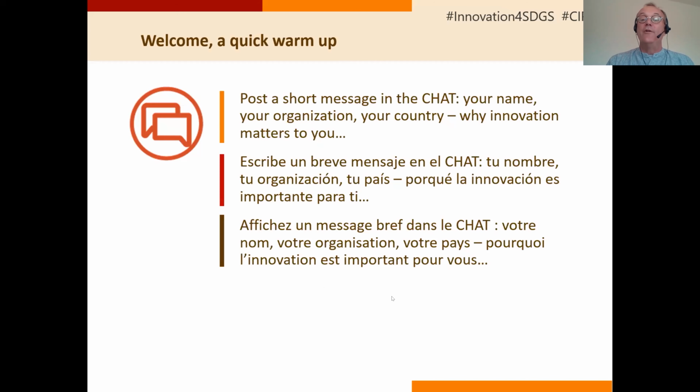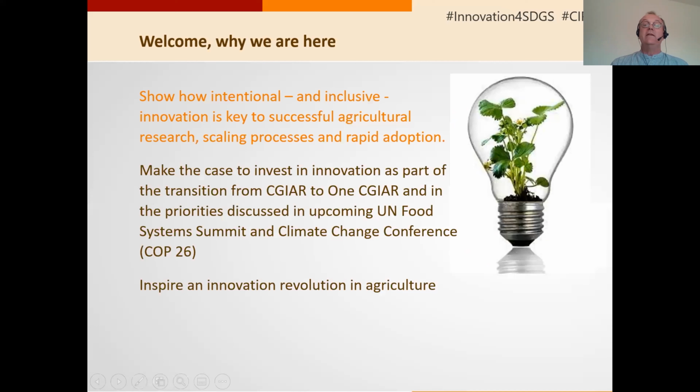So let me move on. I'm going to try to be quite brief here. Why are we here? What are we doing today? What will we be doing in the next 90 minutes? Well, we're trying to bring together a very powerful panel of individuals from around the world, and they're going to show you how intentional, but also inclusive innovation, and we're going to talk about what we mean by innovation, is really key to successful agricultural research, scaling processes, and rapid adoption.